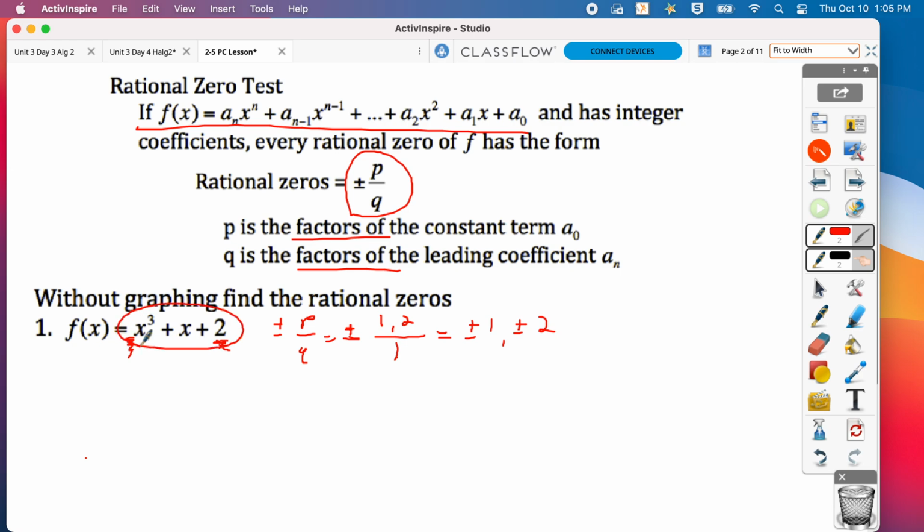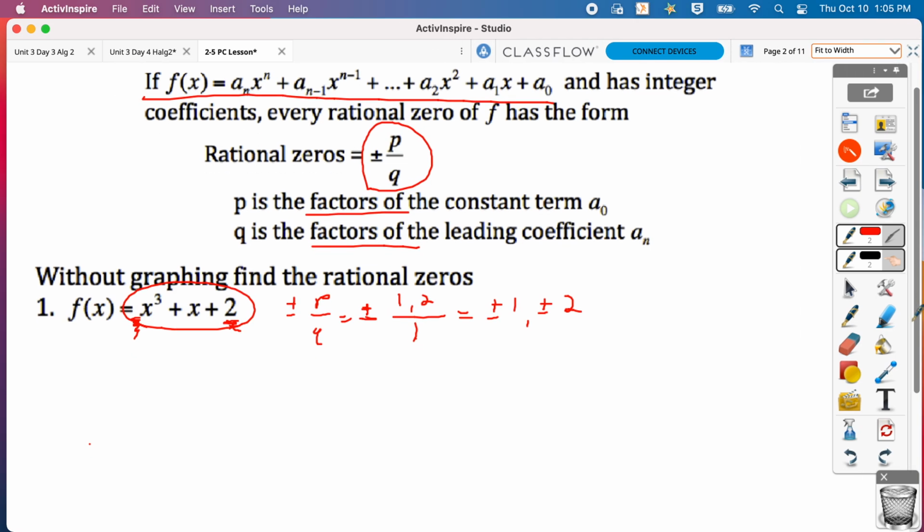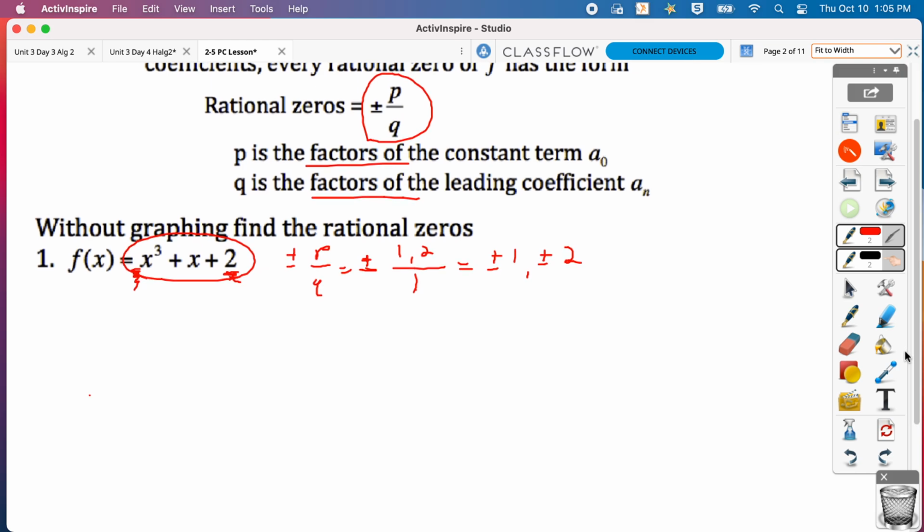And what we have to do now is our synthetic division to find out which ones are zeros of this function, which are rational zeros, which means I get a remainder of 0. So what I'm going to do is pick a number. I'm going to try positive 1 first. The coefficient of my x to the third is 1. On my x squared is 0 because I don't have an x squared. Then 1 and 2. All right, so doing my synthetic division.